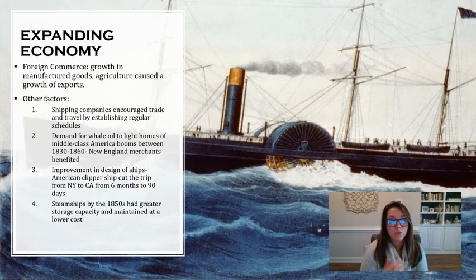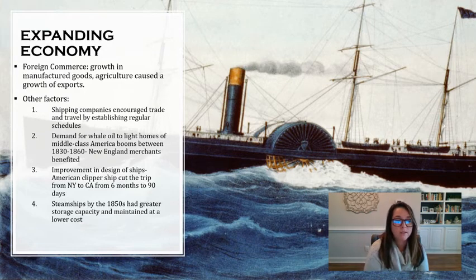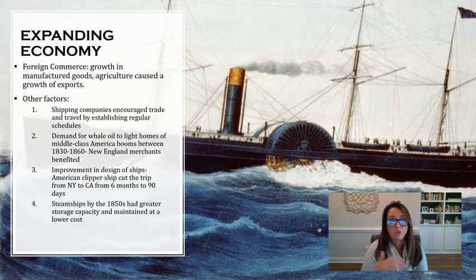In regards to foreign commerce, we still have tariffs at this point in time. They're trying to sell their goods and agriculture to other countries, and they're going to see a growth in these exports. So one, shipping companies encourage trade and travel because they have regular schedules.